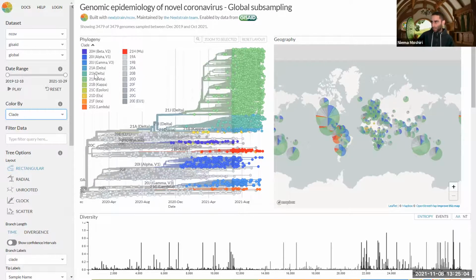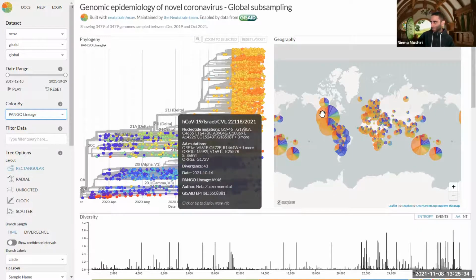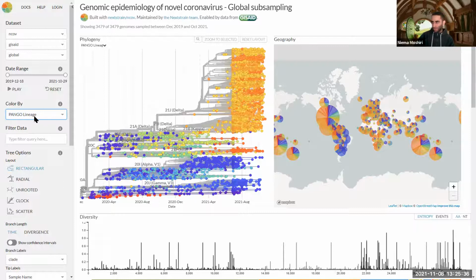And we can see that green is Delta. There's a lot of Delta. Versus maybe I want to color it by something else. Maybe I want to color it by Pangolin lineage. So these are their proprietary lineage definitions. Why is it frozen? Uh-oh. Is it too intense for it? Oh no. It's frozen. Oh, there we go. So these are the Pangolin lineages, whatever that means. And it also has the globe, so you can see what is the proportion of each of them.